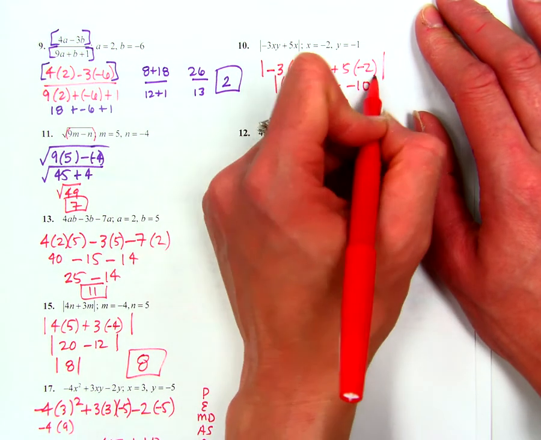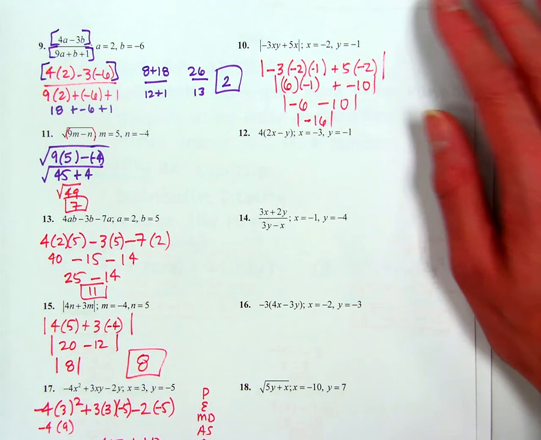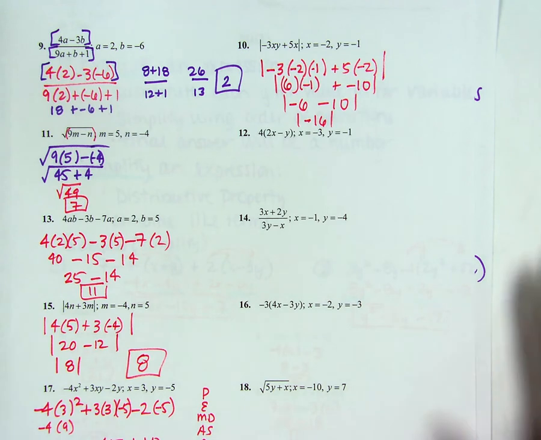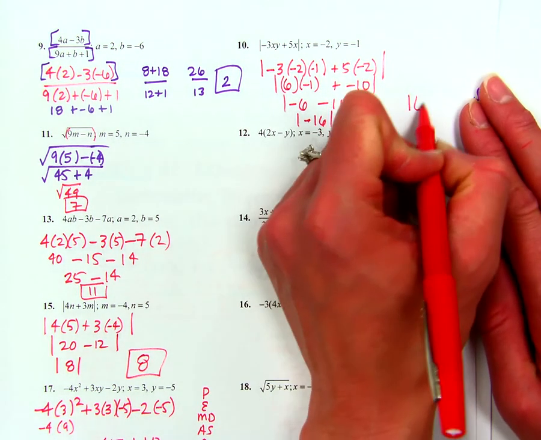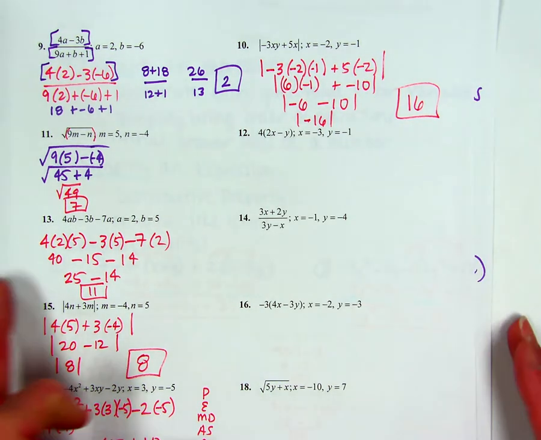Now remember, this is all underneath the absolute value. So now you should be thinking, well, how far away is negative 16 from 0? It's 16 units away from 0.